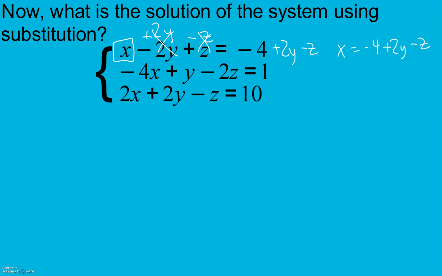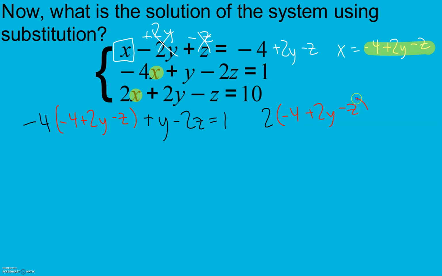Now that I know what x equals, I substitute that in again to my other equations for x. So I have negative 4 times x, and I bring the rest of my equation down. Plus y minus 2z equals 1. And I have 2 times x, but again, we know x here is going to be negative 4 plus 2y minus z, plus 2y minus z equals 10. I'm going to distribute and simplify here. Try and get it into standard form.